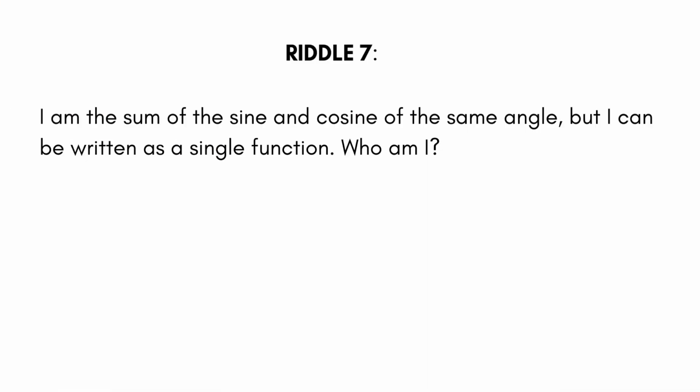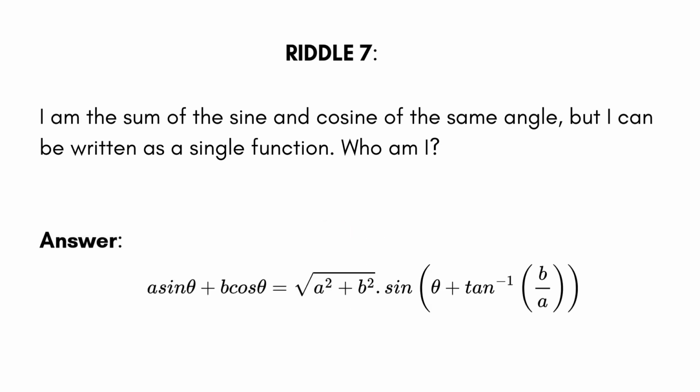Riddle 7. I am the sum of the sine and cosine of the same angle, but I can be written as a single function. Who am I? Answer. A sine theta plus b cos theta is equal to square root of (a square plus b square) into sine of (theta plus tan inverse of b by a).